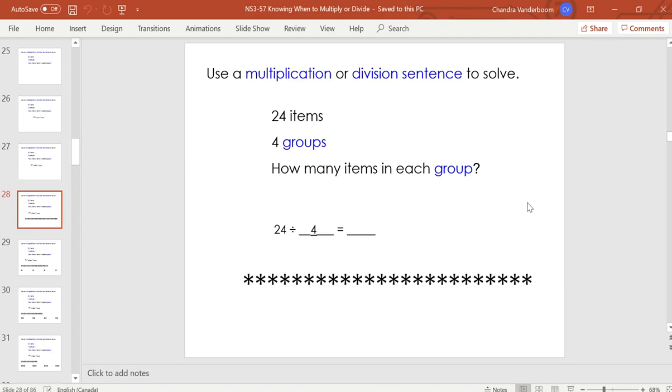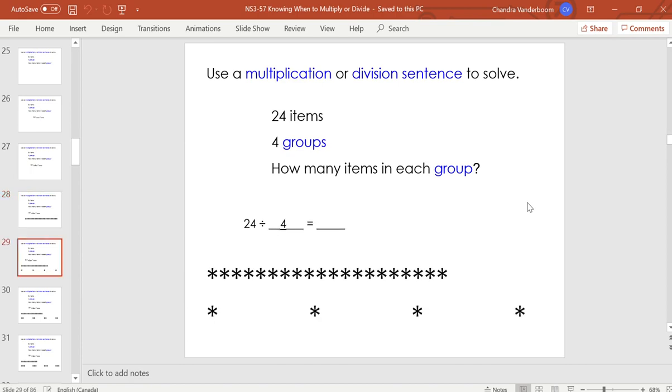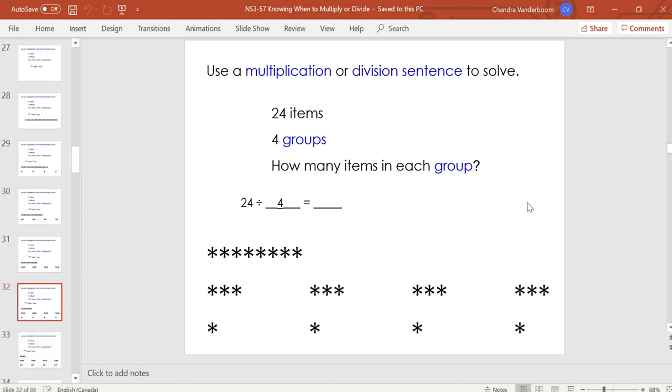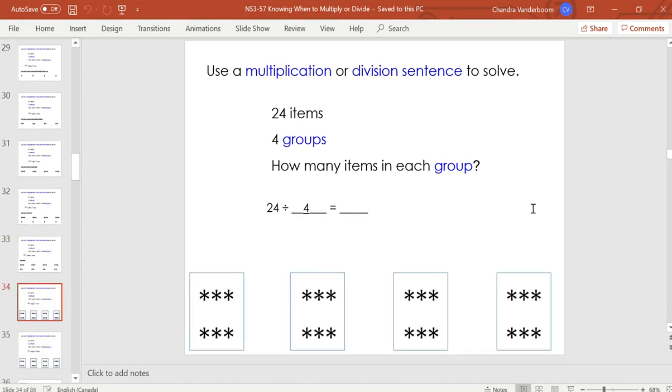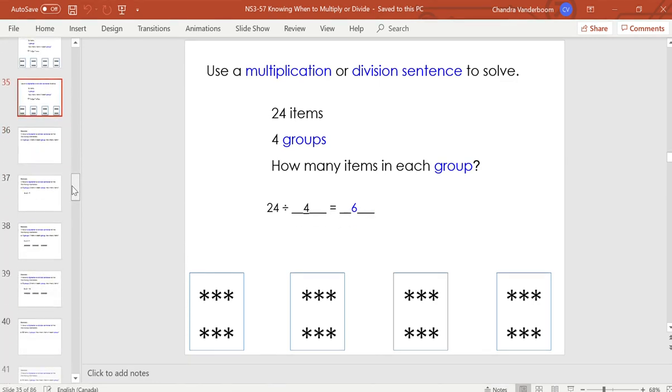And we have 4, 8, 12, 16, 20, 24. And you should have 6 fingers up. As you can see, we have 6 in each group. 4 groups, 6 in each group. So 24 items divided by 4 groups equals 6 items in each group.